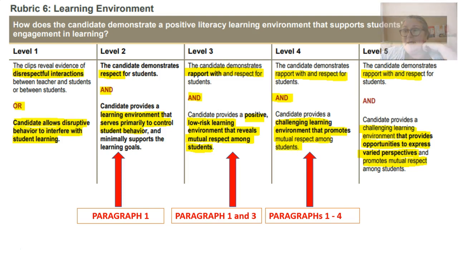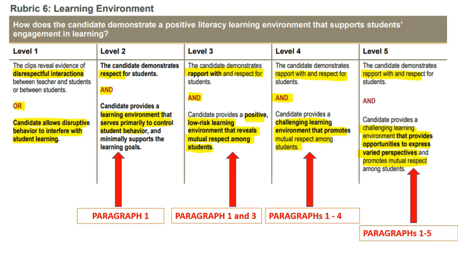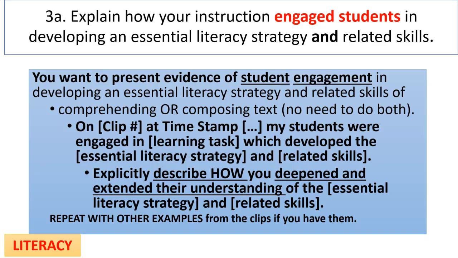To get to a level 5, you need to have all of those things: rapport and respect, low-risk learning environment, mutual respect among students, and opportunities to express varied perspectives. That's paragraphs 1 through 5, all of it.